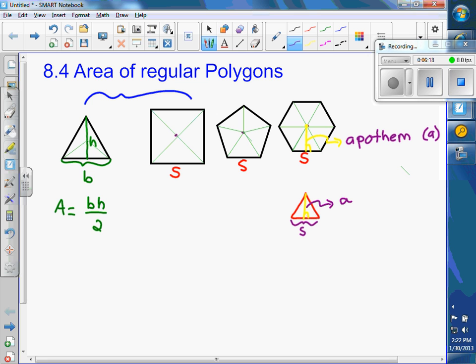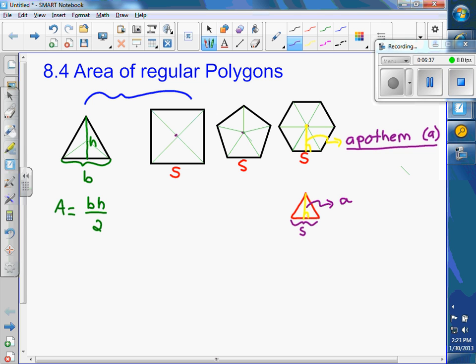Now, to be honest with you, when I do regular polygons, I sometimes use a formula, and sometimes I just figure out the area of one triangle and multiply by how many there are. It just depends on the situation, which is quicker, what information I have. But that's a new vocab word.